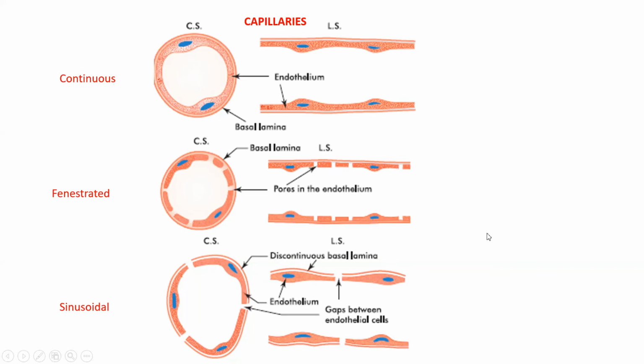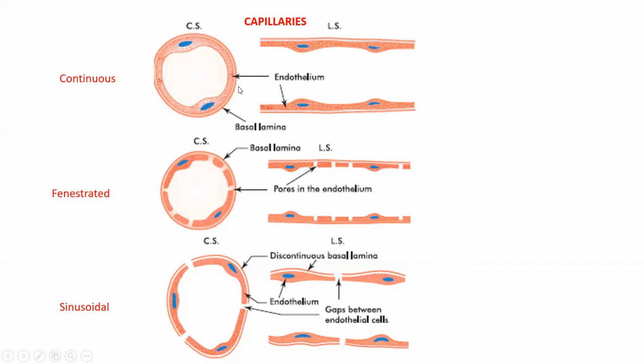This is a schematic picture of capillaries. Here is a cross section of capillaries. On this side is the longitudinal section of capillaries. Capillaries are thin-walled blood vessels and have only an endothelial lining. The lumen of a typical capillary is 7 to 9 micrometers wide. Since they are involved in exchange of gases, nutrients and metabolites, they are often called exchange vessels.